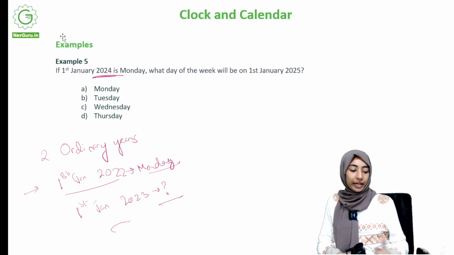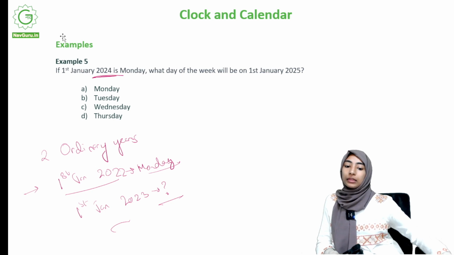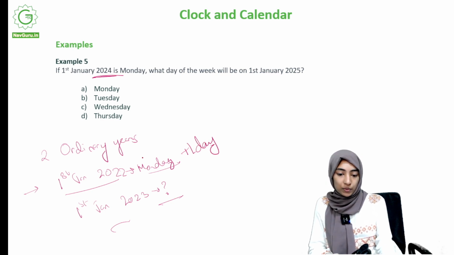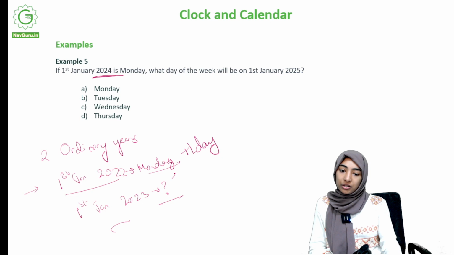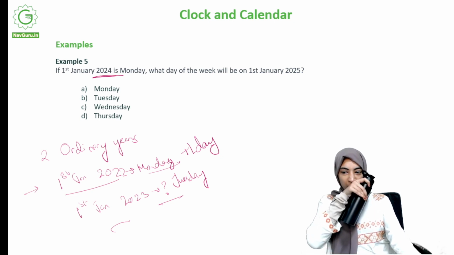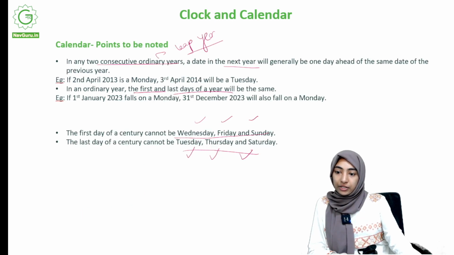Okay, I think that's enough time. So basically, what you need to add is plus 1 day. So if 1st January 2022 was a Monday, 1st January 2023 will be a Tuesday. That's how it works. All you need to add is plus 1 day. I'll show you the notes in case you guys don't trust me. I mean, I don't trust myself either.